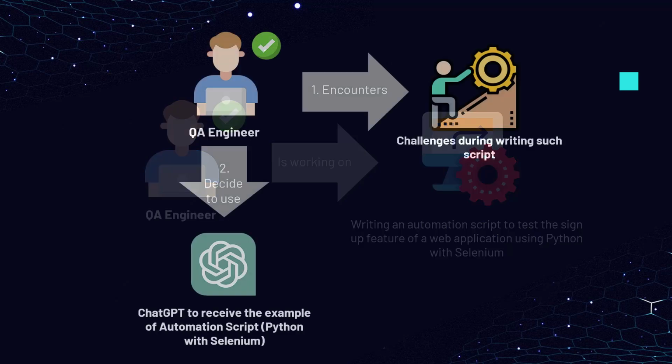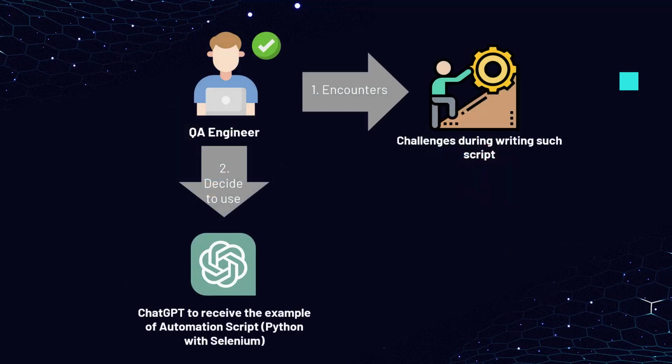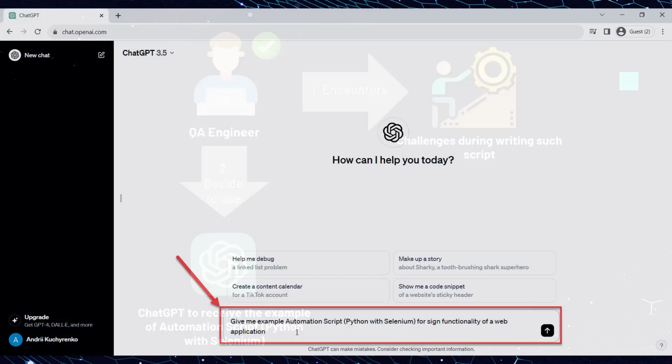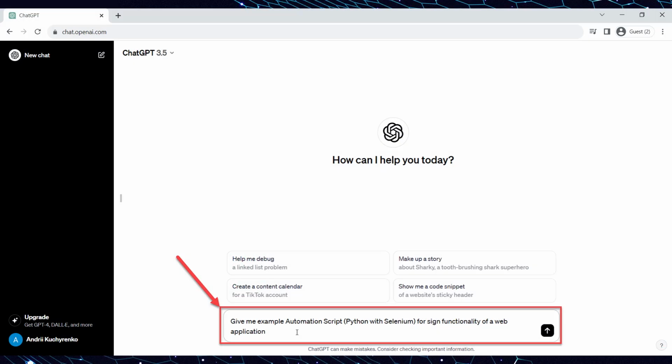The QA engineer encounters challenges while writing such a script and decides to seek assistance from ChatGPT to receive an example of an automation script, Python with Selenium, for sign-up functionality of a web application. For this reason, the tester navigates to ChatGPT and inputs the prompt: Give me an example automation script, Python with Selenium, for sign-up functionality of a web application.